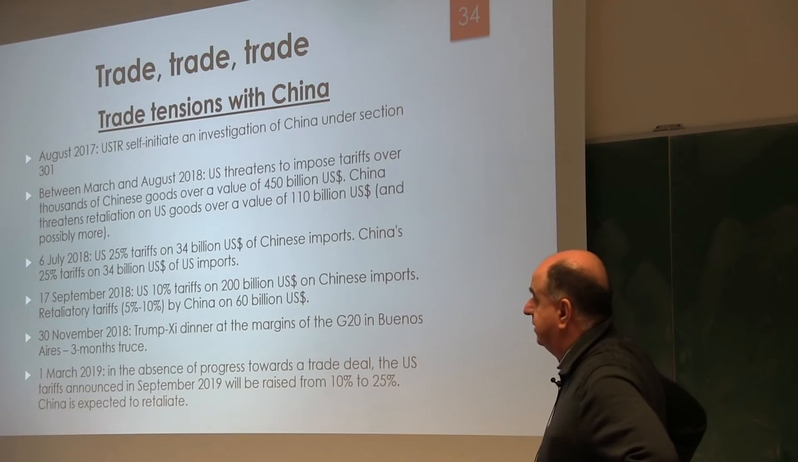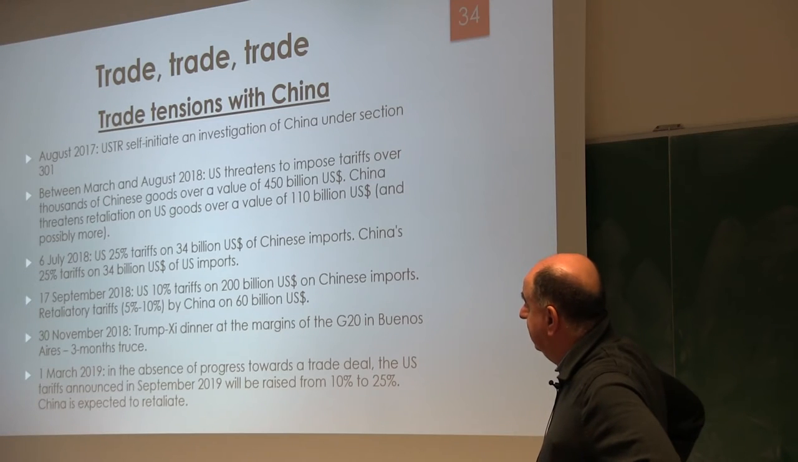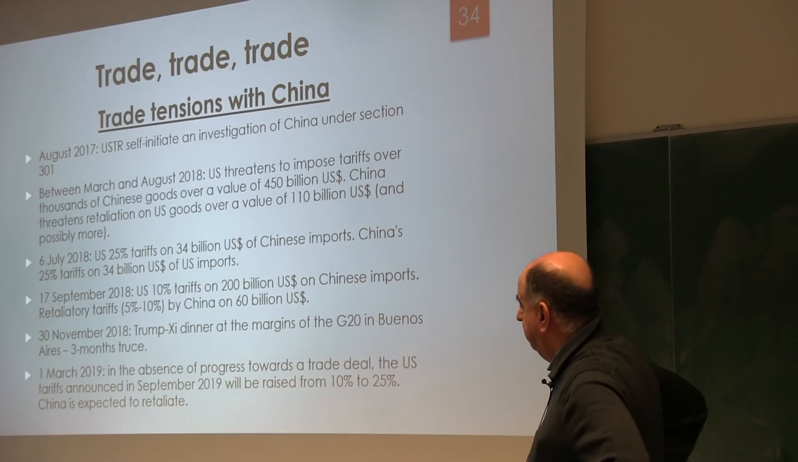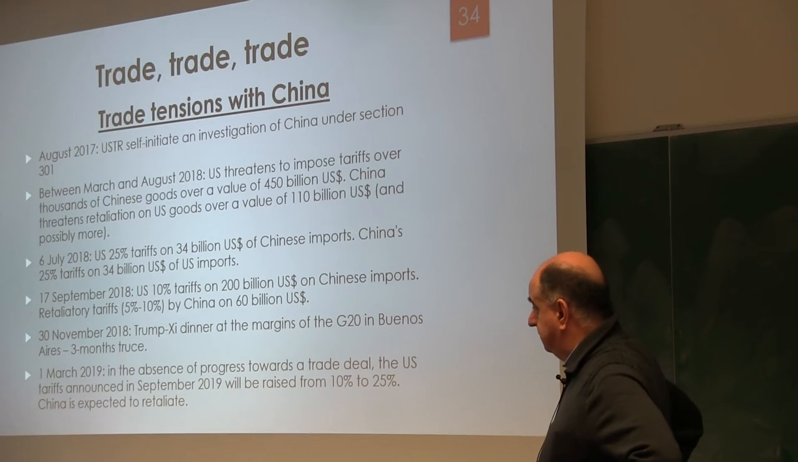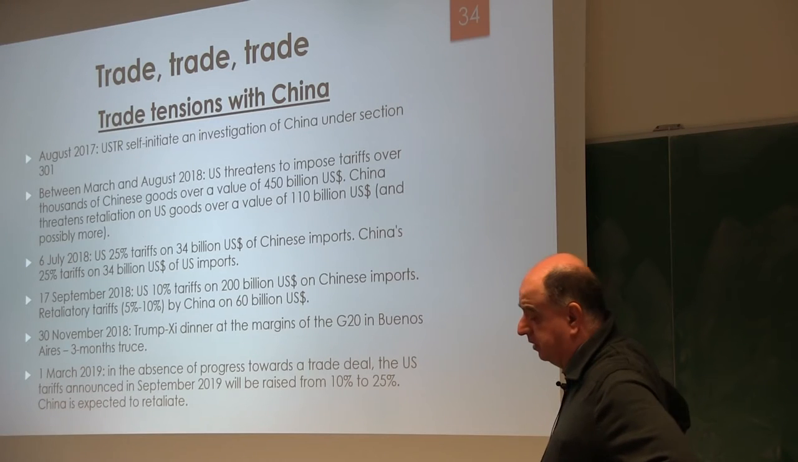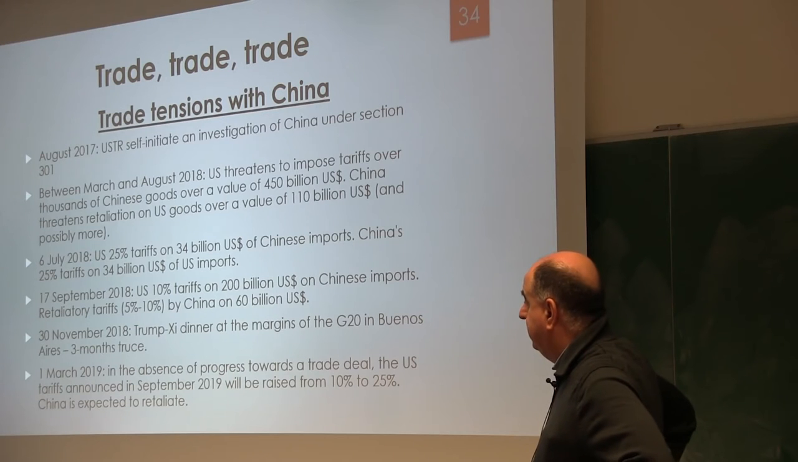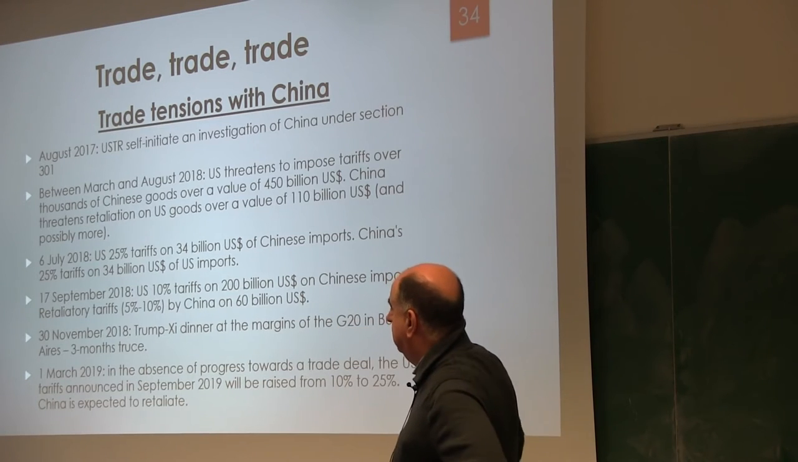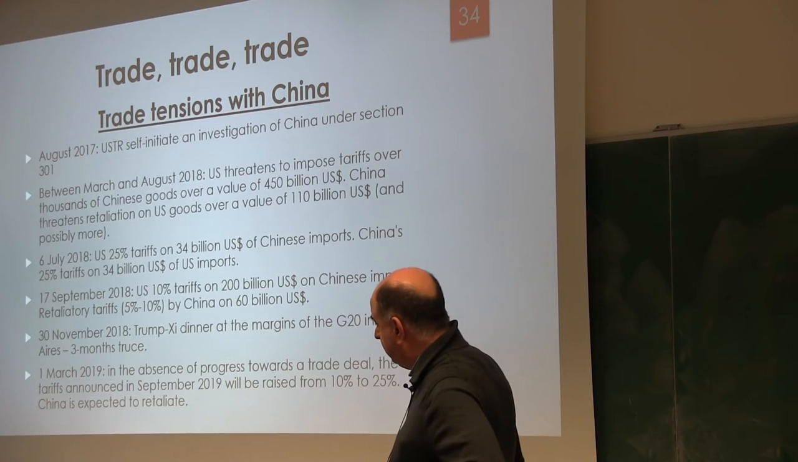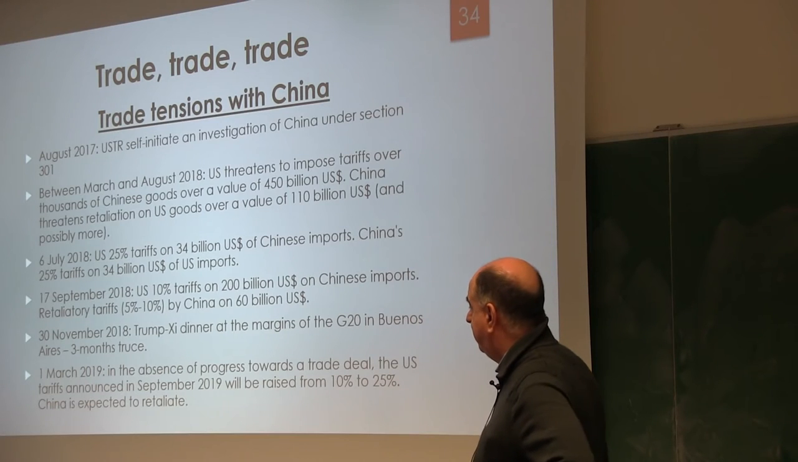It's not the first time. I mean, Section 301 was used also against Japan in the 80s and the 90s, but it's the first time that it comes back in this form. And after that, there's been escalation because the US started to impose tariffs on Chinese goods. The Chinese have retaliated. The situation escalated to the point that in September 2018, 10% tariffs were imposed on Chinese imports. The Chinese retaliated by imposing tariffs on 60 billion of US imports.